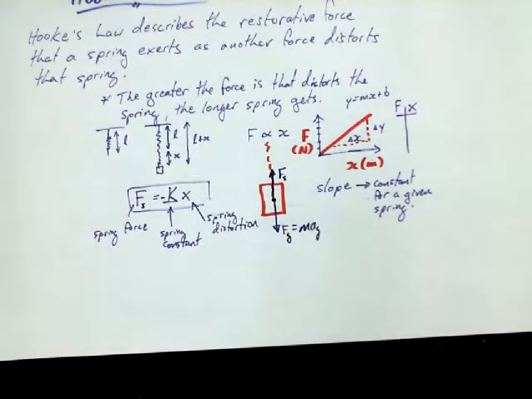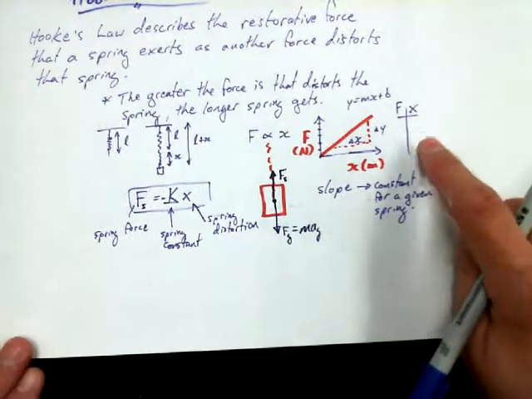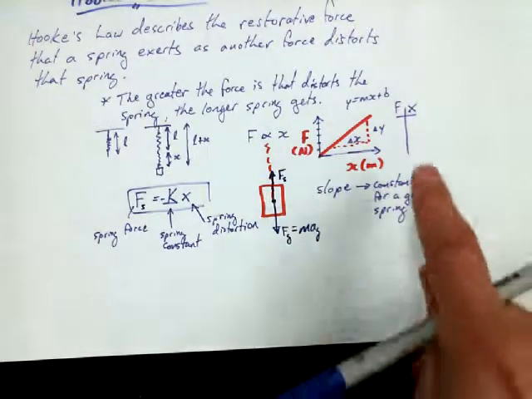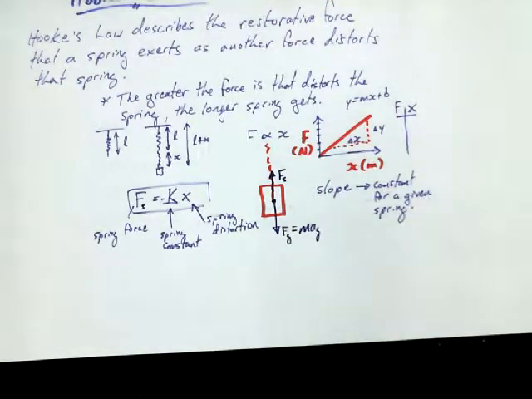So I can develop a table of values quite easily by hanging successively more mass off of a spring and measuring the distortion amount, and I can find out what the K value is for a given spring in that way. Okay? That's all we're going to do today.